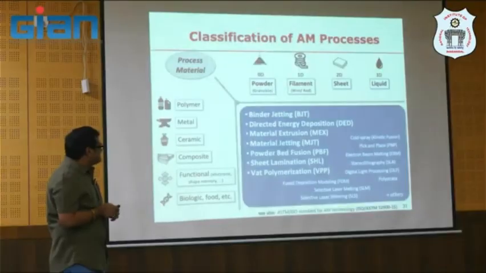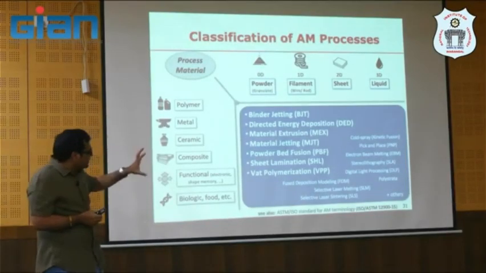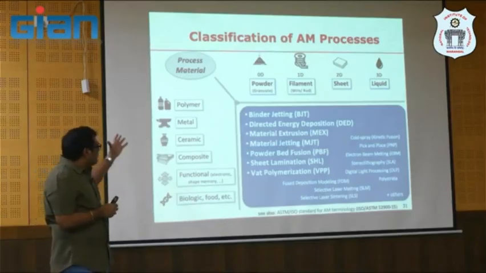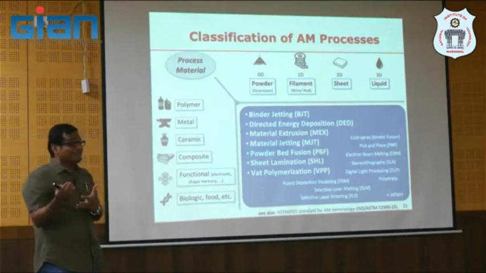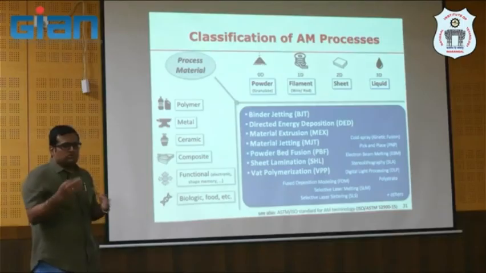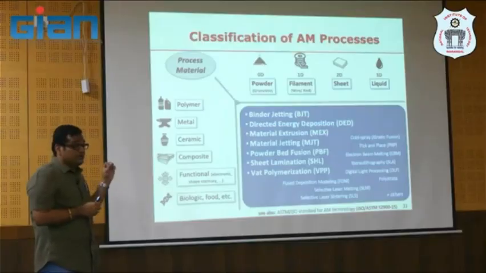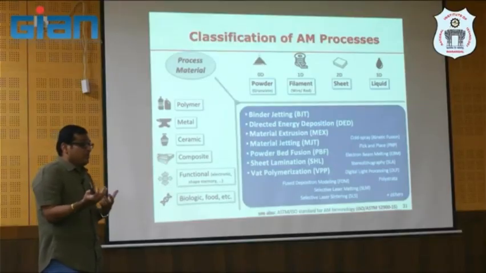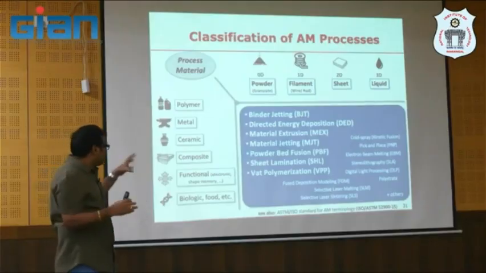AM processes, as per ASTM, are the 7 processes as we know, and you have polymers. Again, in polymers, thermosets are possible through a vat system or a material jetting system, and thermoplastics are possible through extrusion based systems, right? So you have the polymers and you have the metals. It may be non-ferrous or ferrous, or it may be a metal or a metal alloy. So all sorts of things are available.